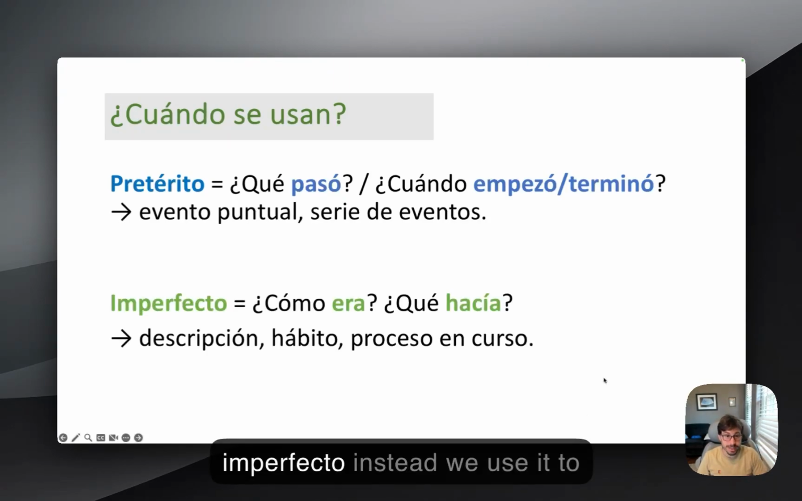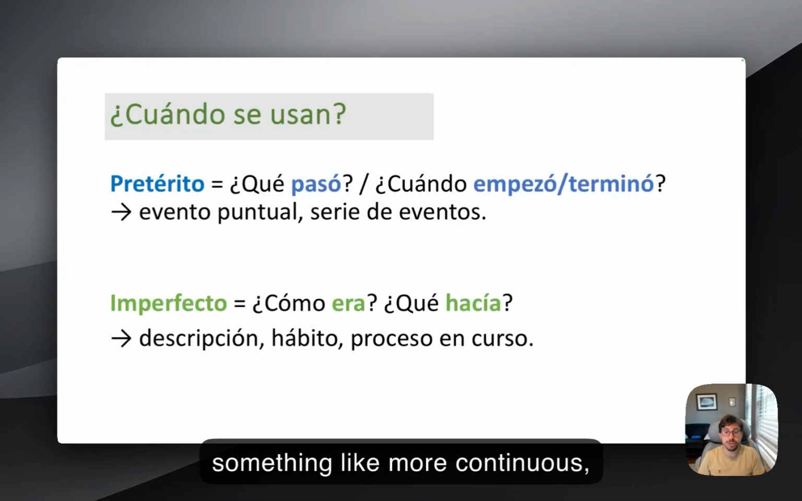El imperfecto, instead, we use it for something more continuous, habit, description, something that was still happening or is still happening, an ongoing action. We use imperfect. So, ¿cómo era? How was it?